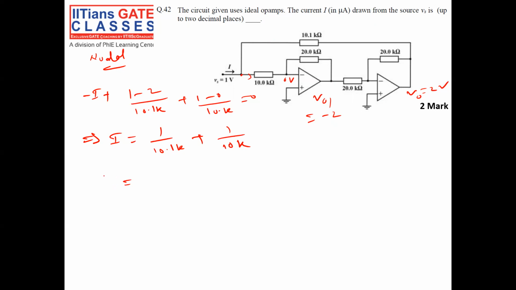So I got 1.99 into 10 to the power minus 4 ampere. It is asking in microampere, so you have to multiply by 100 and divide by 100. So 199 microampere is my answer, right?